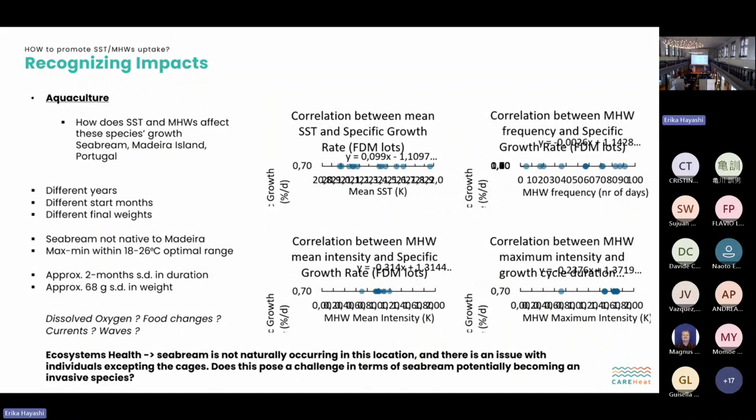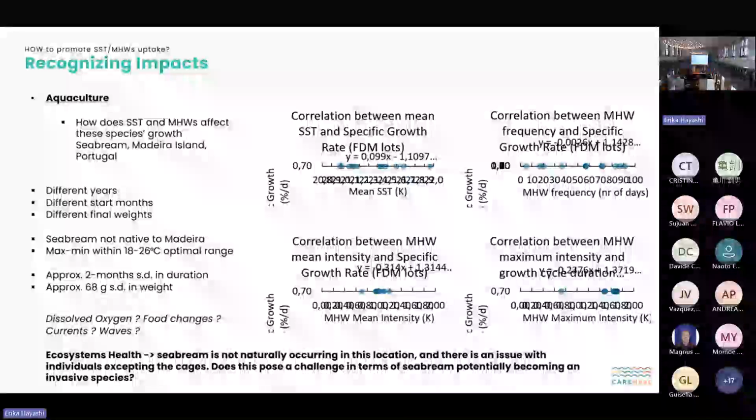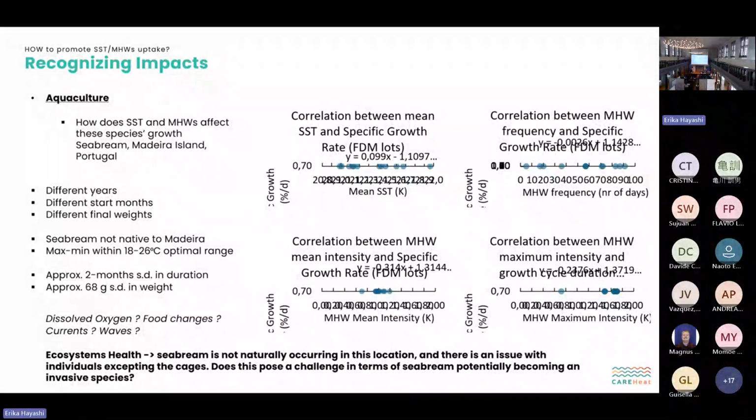So this is just an anecdote to say that these users don't know what a marine heat wave is. They actually need us to explain to them, because for them, a marine heat wave is in absolute terms, so a very warm temperature from what they are used to. And that's not what a marine heat wave is. So we needed to explain to them.